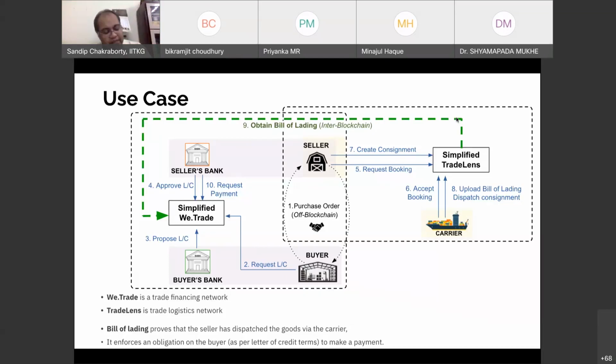So the WeTrade network needs a way of verifiable agreement that the information it is receiving from the TradeLens network has been passed through the consensus mechanism of the TradeLens network. So here comes the problem: how are you going to do such verifiable data transfer from one private blockchain network to another private blockchain network? Any doubt or any query regarding this problem?